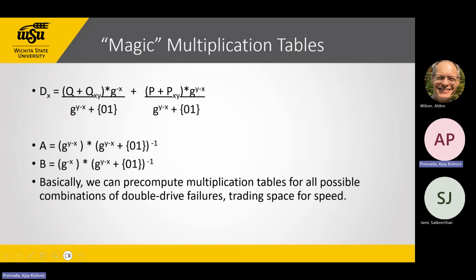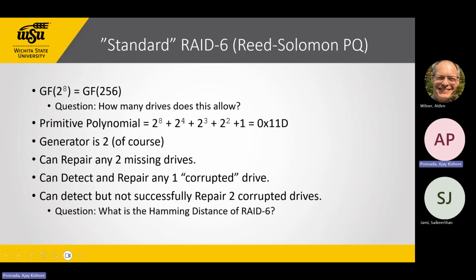Trading space for speed. If GF 2 power 8 is GF 256, 2 power 8 is 256. How many drives does this allow? So 256, so it's 255 plus 2. So it's 257 drives in total, including parity P and Q. The primitive polynomial 2 power 8 plus 2 power 4 plus and so on gives us 11D. The generator is 2, of course.